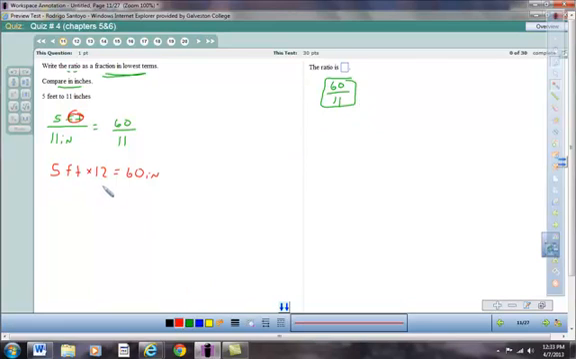Remember, the reason I multiplied by 12 is because I know that 1 foot equals 12 inches. So I could just multiply this 5 feet by 12, I get 60. When I get to this part, let's see if we could reduce. Here we couldn't, that's why our solution is just 60 over 11.